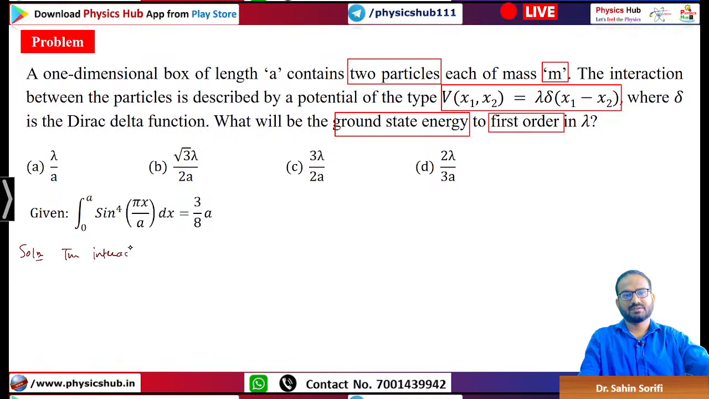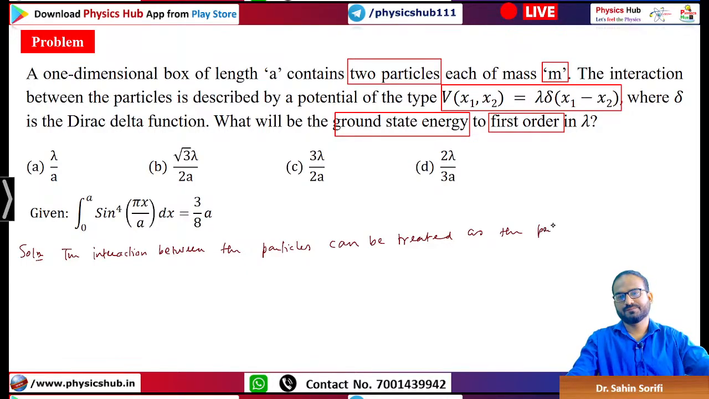The interaction between, look, I am just solving the problem, okay, you are not using your brain. So after the class you should revise it, and try to understand what exactly the problem is saying. Here also you are trying to understand, but I think you should revise it quite a few times, because these problems are not so easy. The interaction between the particles can be treated as the perturbation, okay.